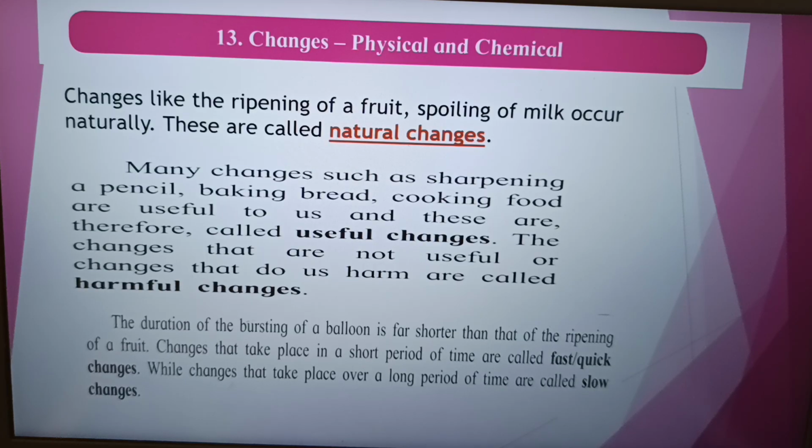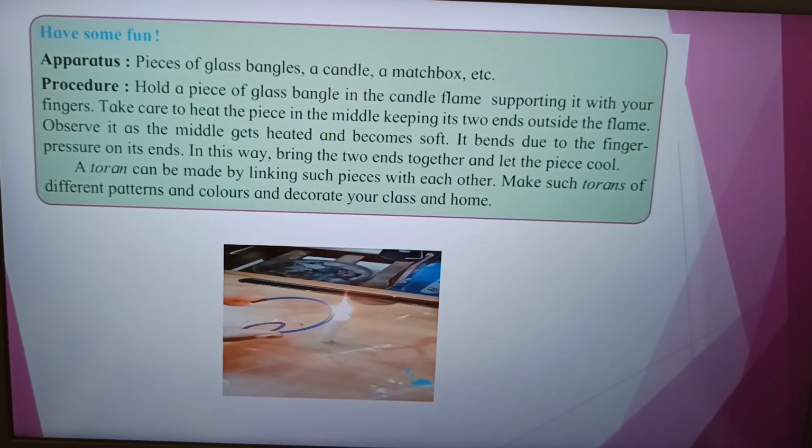So let's quickly see the further types of changes they are teaching. They have given on this page of your textbook fast or quick change and slow change. The change that is happening in a short period of time, for example bursting of a balloon, is a fast or quick change, and the change that takes a long period of time is called slow change. I hope till here you have understood the types of changes in natural change. Further, we will see what is given in our textbook.